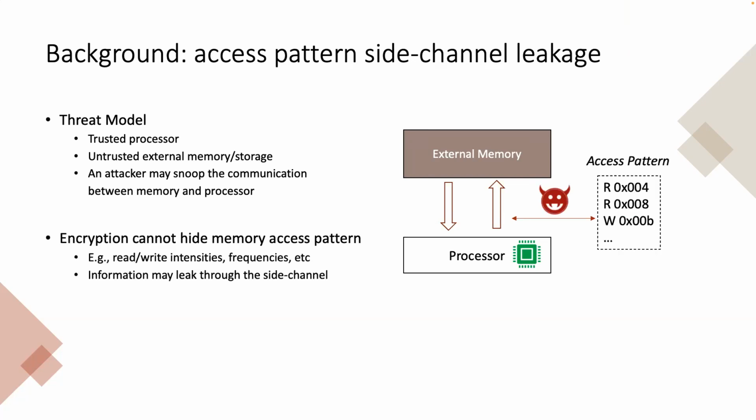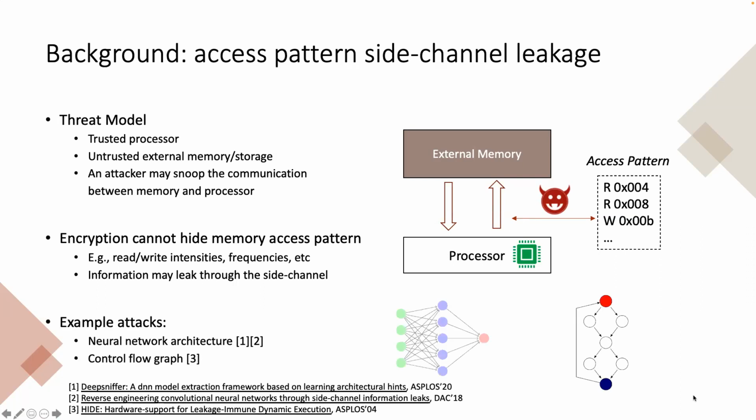In this case, an attacker may snoop and observe the communication bus between the memory and processor. And by observing these addresses, read and write intensities or frequencies, critical information may be inferred through this type of side channel. So here, I briefly mention a couple of recent classical and practical attacks leveraging the memory access pattern side channel leakage. For example, a well-trained neural network architecture may be reverse engineered through it. In addition, a control flow graph of a program may be constructed from it as well.